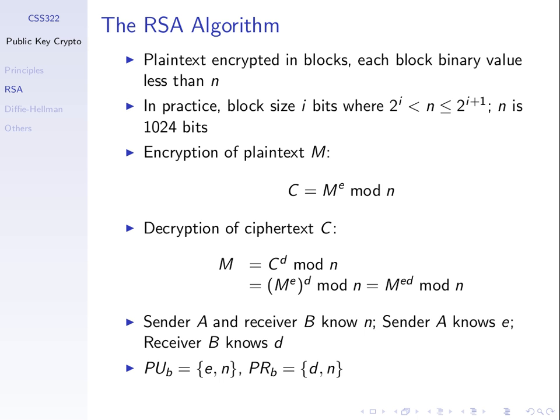A common value for n we'll see is 1024 bits, but there are other values. If n is 1024 bits, that means our input plaintext message must be an integer less than 2 to the power of 1024, which is a very large number. Such an attack is improbable.